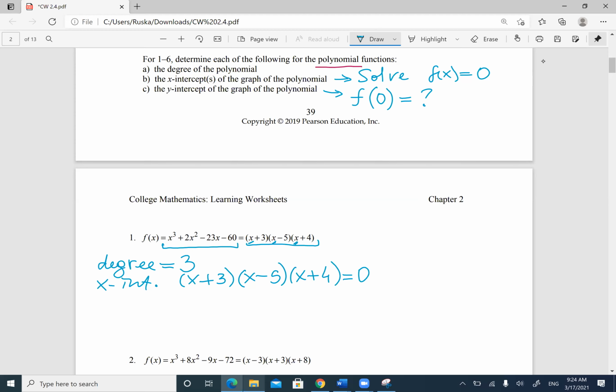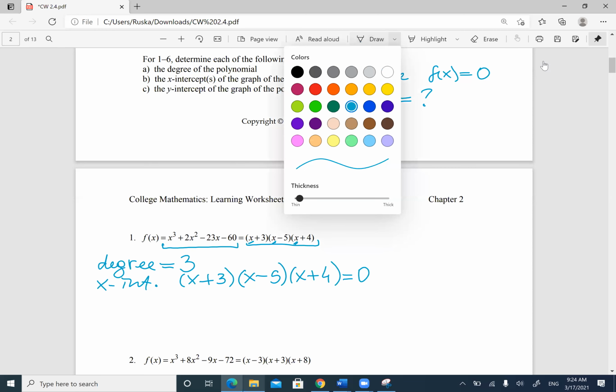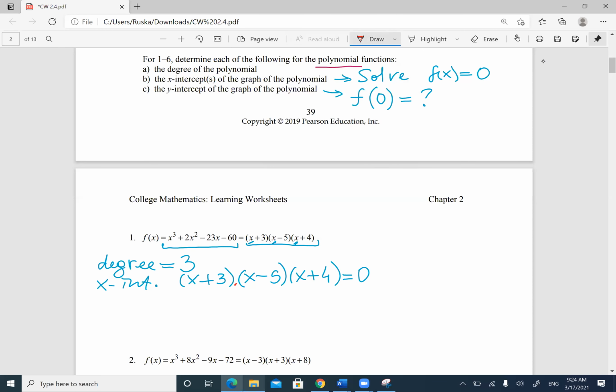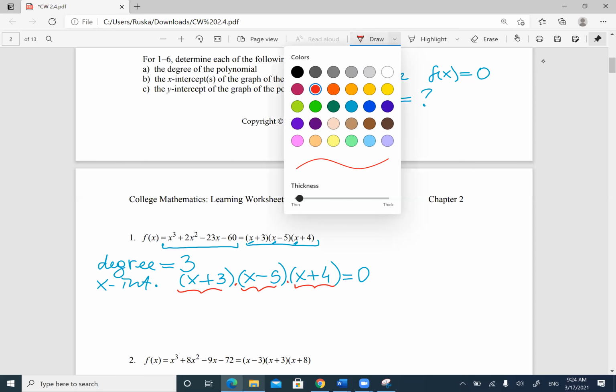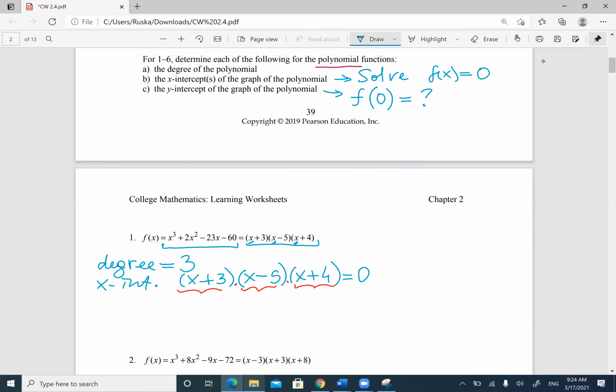So finding the x-intercept is looking at the factor form of the polynomial, and solving it equals 0 using the zero product property. So you have something times something times something equals 0. So in this case, you're going to solve each of the factors equals 0. And that's how you're going to get 3 solutions. So if the degree is 3, there are going to be 3 x-intercepts. If the degree is 5, there are going to be 5 x-intercepts. Maximum, that's the rule pretty much. So I need to solve x plus 3 equals 0, x minus 5 equals 0, and x plus 4 equals 0. That's going to give me 3 x-intercepts.